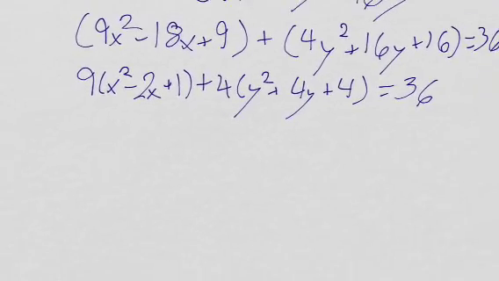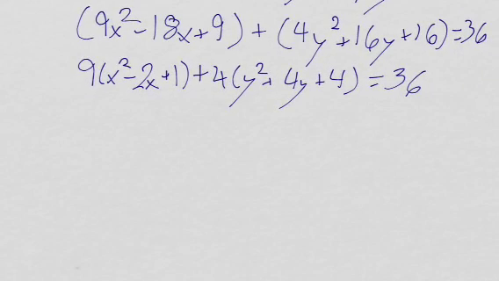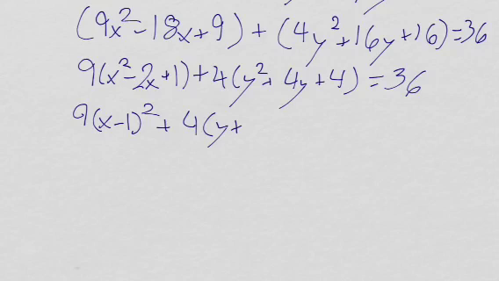And then this left term over here factors to x minus 1 squared. So we'll keep that 9 times x minus 1 squared plus 4, and then this entire term factors to y plus 2 squared equals 36. And now in order to get a 1 on the right side we're going to divide by 36.